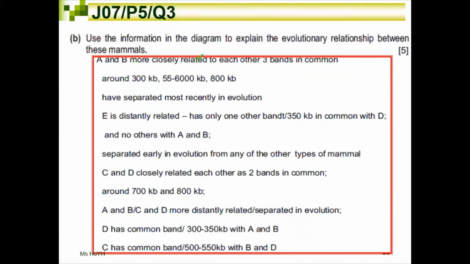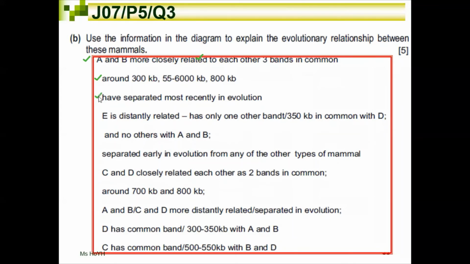A and B are more closely related to each other because they've got 3 bands in common, and the location of the band is around 300 kb, 550 to 600 kb, is it? And 800 kb. Okay, and then the conclusion is not complete yet.